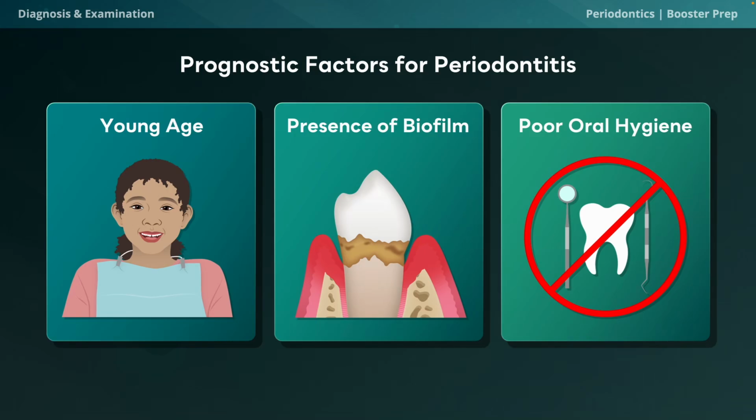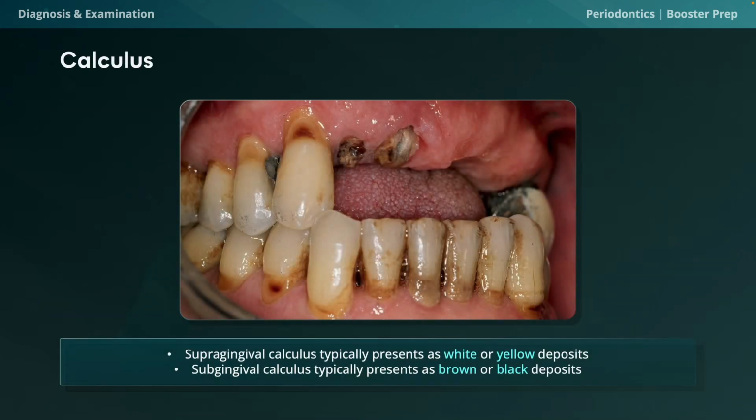Now, on that note, I want to quickly touch on calculus itself, since you're likely to come across some questions regarding it on your exam. So over time, if plaque is not removed, it can harden and become calculus. So calculus is just mineralized dental plaque. If it's above the gums, it's supragingival calculus, which typically presents as a white or yellow in color plaque, while subgingival calculus presents as brown or black in color. You'll definitely want to remember that characteristic and the colors.